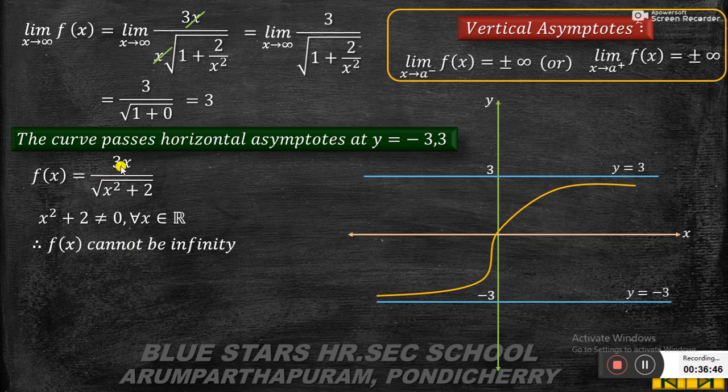Therefore f of x equals 3x by square root of x square plus 2, I write the given function. So the next step, denominator equal to 0, x square plus 2 equal to 0. Therefore x square equal to minus 2, x equal to plus or minus square root of minus 2. Square root of minus 2 is an imaginary answer, that means i root 2. So therefore f of x cannot be infinity, it does not go to infinity.